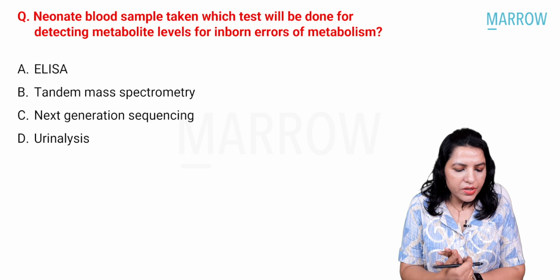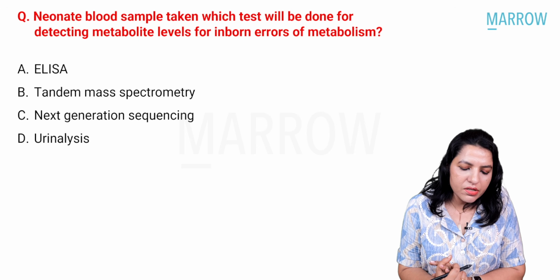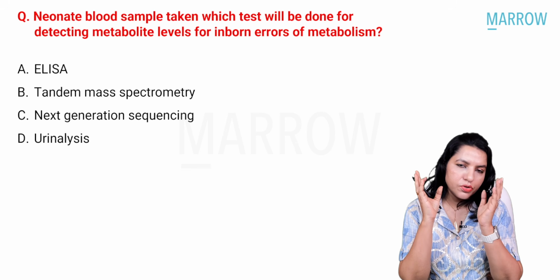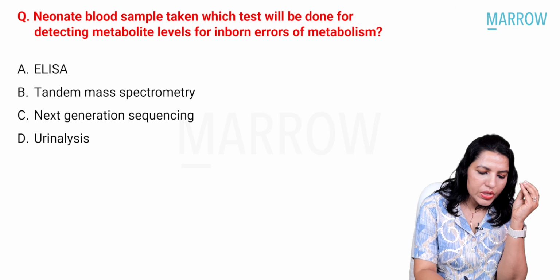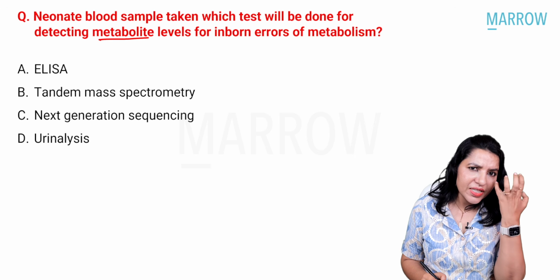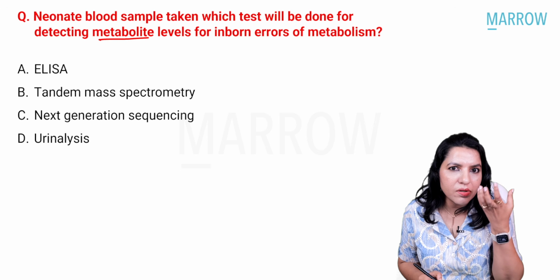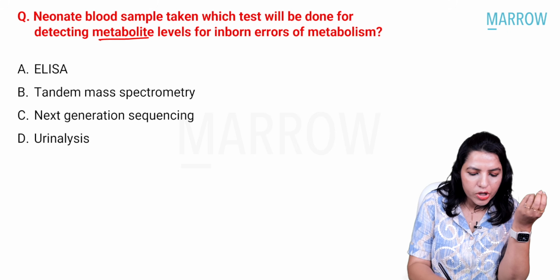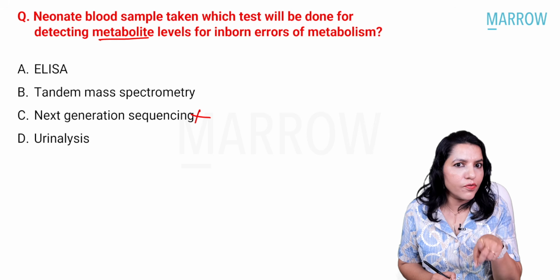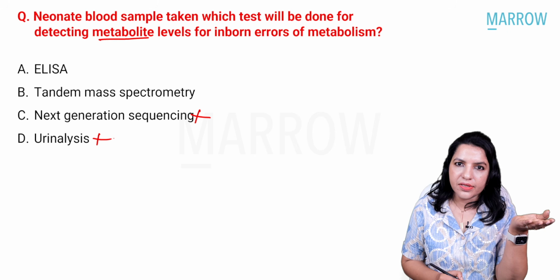Now finally, going to another question: in a neonate blood sample, which test will be done for detecting the metabolite level for inborn errors of metabolism? So definitely we should know that the question here is about a metabolite. It should be something which can detect a chemical compound. It is a biochemical compound that is called a metabolite. So definitely it should not be next generation sequencing, because next generation sequencing is for DNA, not for the metabolite. Urine analysis is a vague term. We cannot give that as the answer.